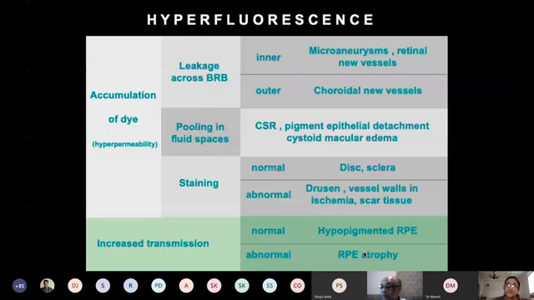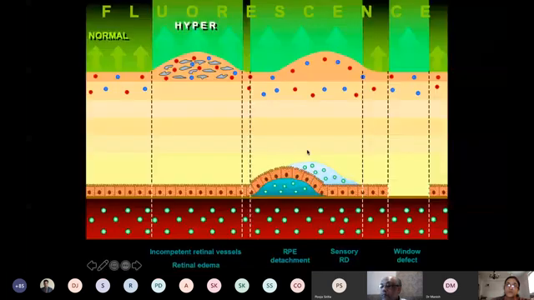Now, this is again a diagrammatic representation of all those lesions. So this is a normal fluorescence that you are seeing. Here you are seeing the hyperfluorescence, which is because of the incompetent retinal vessels. So this is because of the leakage of the dye from retinal vessels or retinal capillaries. This is the pooling of the dye which is taking place. So you have a pigment epithelial detachment and you have the collection of the dye underneath that.